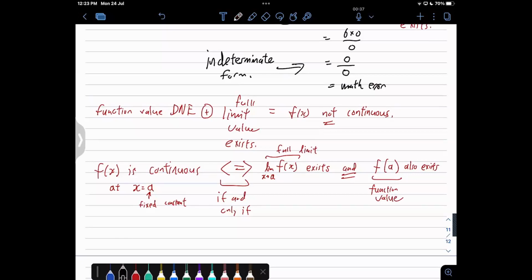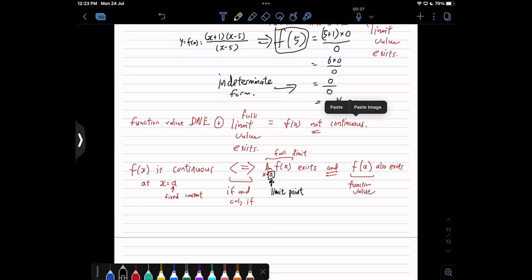Just a few more terminology. This a here is called the limit point. Just for fun only, I don't need to know. Just x approaches that number, the x value. It's called a limit point. Okay. Now I introduced to you the idea of a limit as well as left hand limit, right hand limit, and the idea that f of x is continuous. I think you'll need to know that.